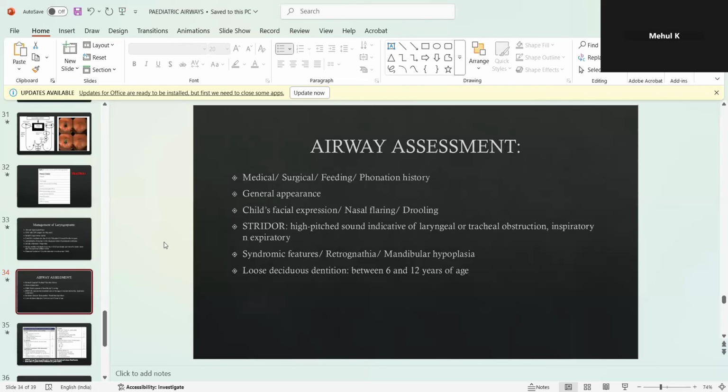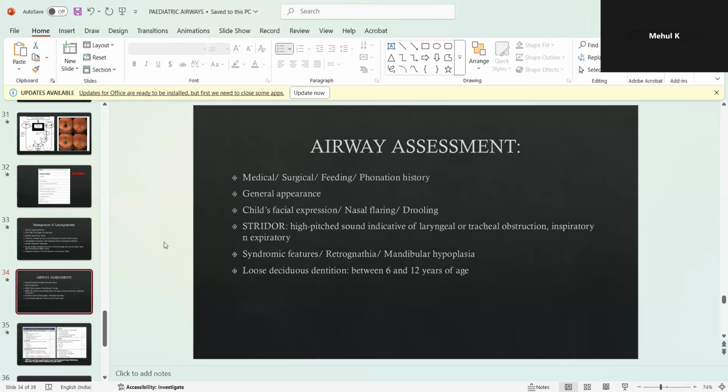Identify the stridor, which is basically a high-pitched sound indicative of laryngeal or tracheal obstruction. Identify if it's inspiratory or expiratory so that you get an idea as to if the obstruction is intrathoracic or extrathoracic laryngeal. Have an idea about your patient.